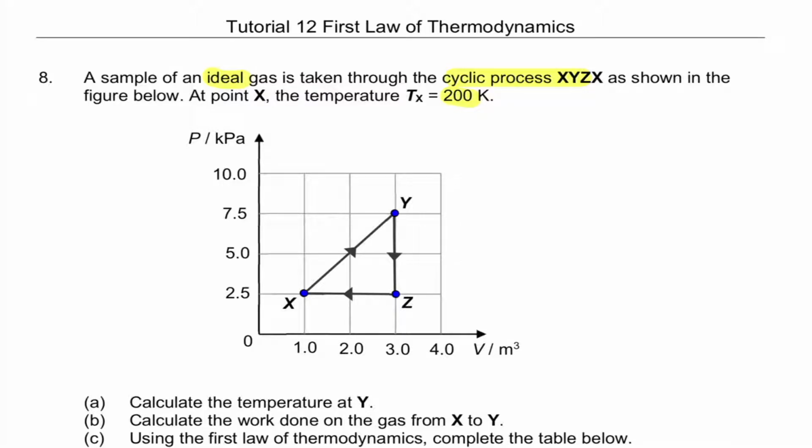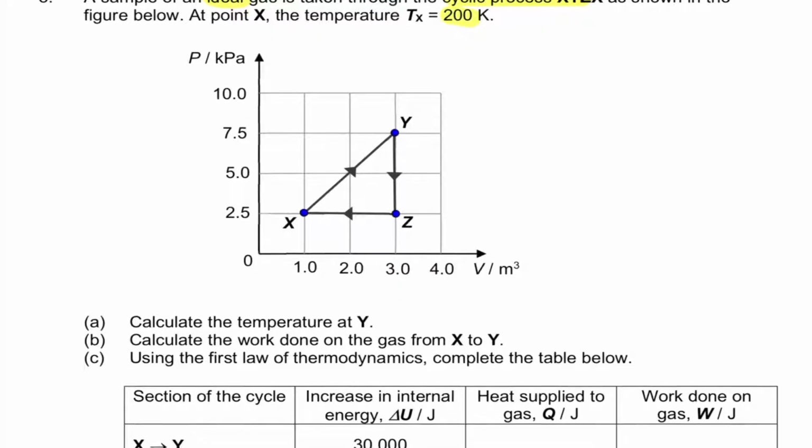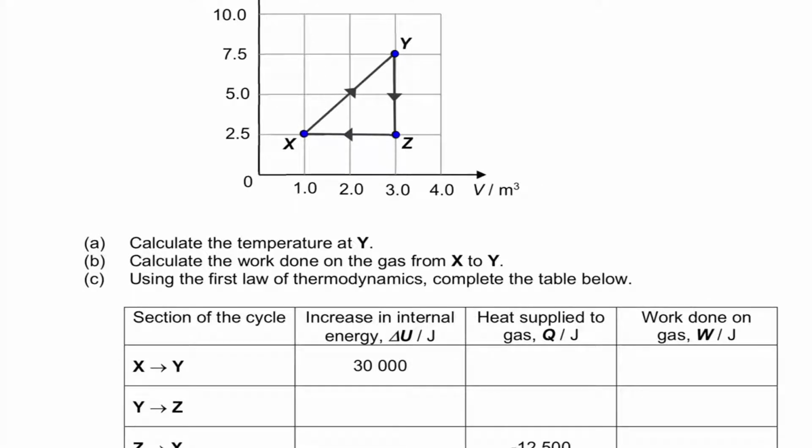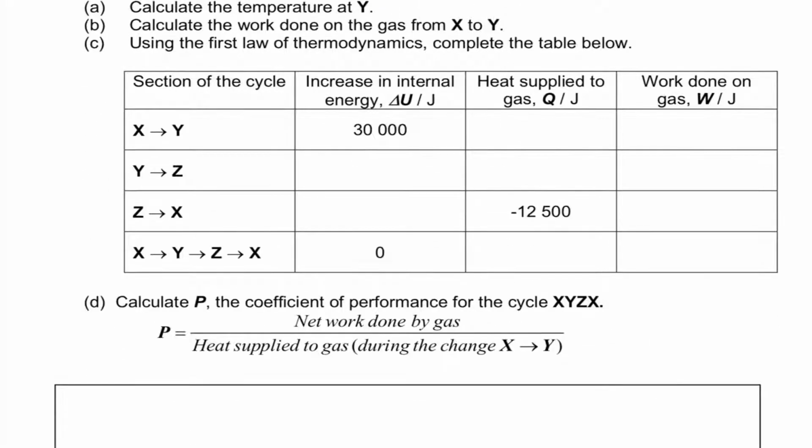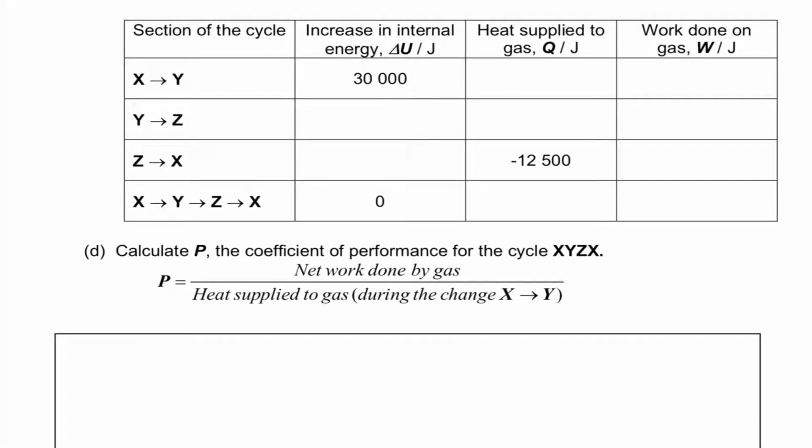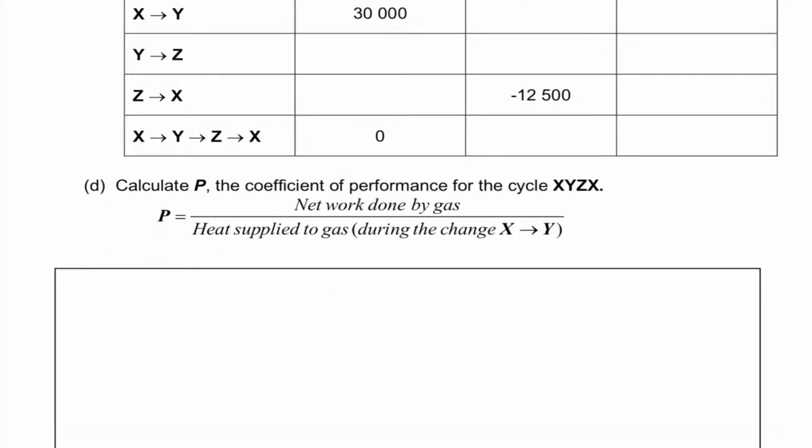Okay, so for this one here, let's look at how we can do this. You need to calculate temperature at Y, calculate work done from X to Y, fill up the whole table as usual, and then calculate the coefficient of performance. This one we'll leave it for later. Okay, so first thing first, temperature at Y.